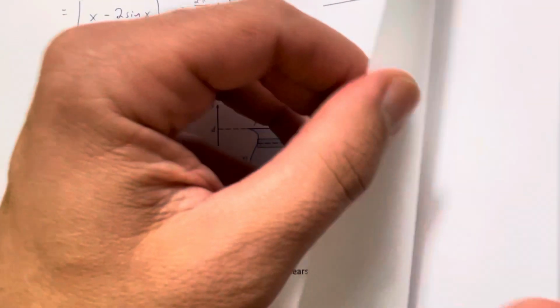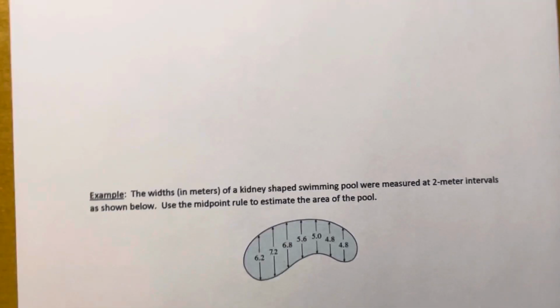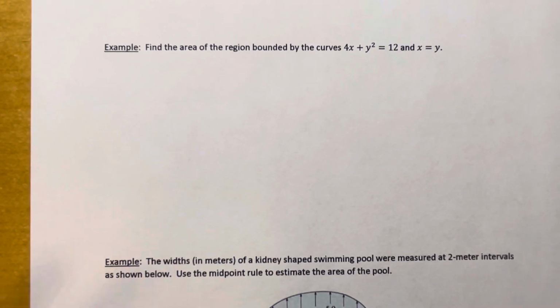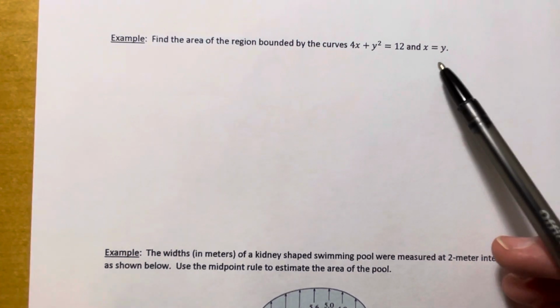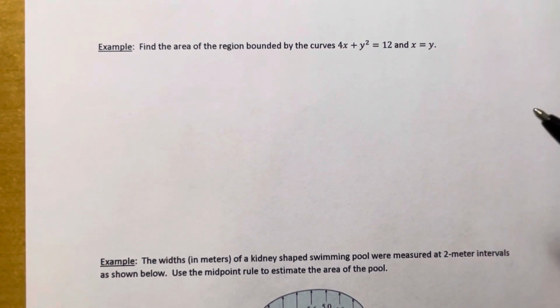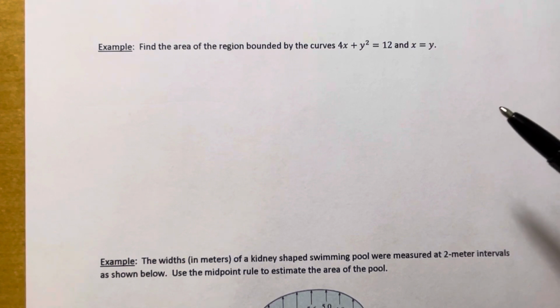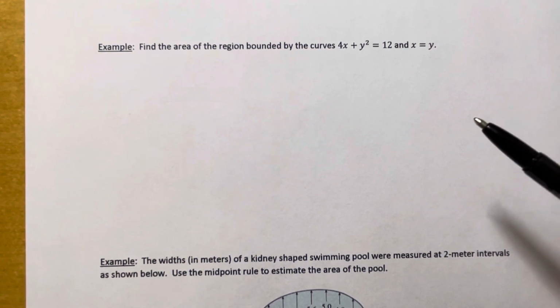Okay, let's do an example. So here it says find the area of the region bounded by the curves 4x plus y squared equals 12 and x equals y. Now here I could think of that as either x as a function of y or y as a function of x. I could say that's the same thing as the line y equals x instead of x equals y.